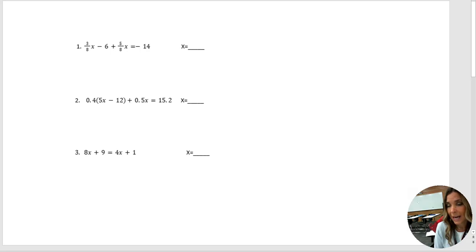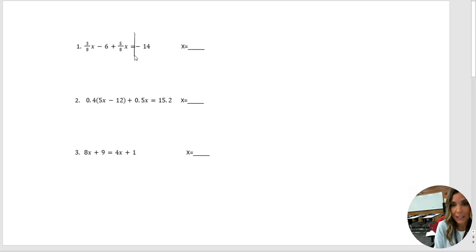corrections, there is an ALEKS assignment that's called Variable on Both Sides Retake Extra Practice. And then once you've done that, you can retake your test. You will have to retake your test in my class, because there is a password on it. Okay, so here we go.